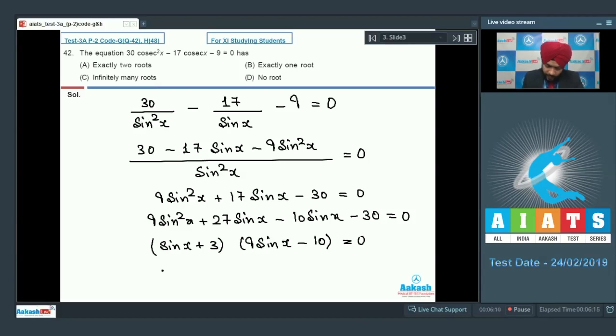Students, from the first equation I'll get sin x equals minus 3, which is not possible. From the second one I'll get sin x is equal to 10 upon 9, which is also not possible, because sin x is a function whose range is minus 1 to 1. So there is no real root or no value of x satisfying this particular equation. Option number D goes correct. Okay, let us move on to 43.